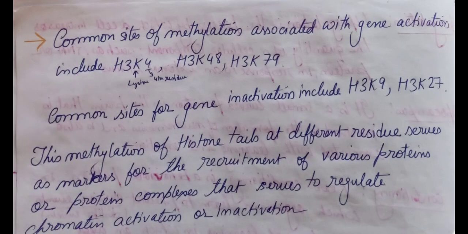I have just said that the common sites for gene inactivation are H3K9 and H3K27. When the ninth position of histone H3 that contains lysine, or the 27th position of histone H3 containing lysine, gets methylated, it leads to heterochromatin formation, right?